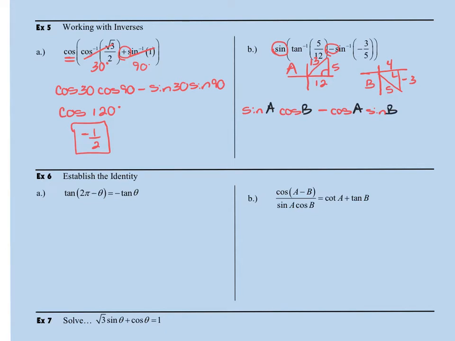And now I can just read from the triangles that I've created. So for the sine of A, I'm going to go to triangle A. So I'm going to say opposite over hypotenuse and grab that very quick 5 over 13. Then cosine of B, I go to my other picture, adjacent over hypotenuse, and I can grab that 4/5.